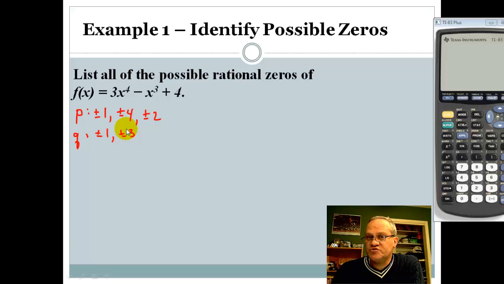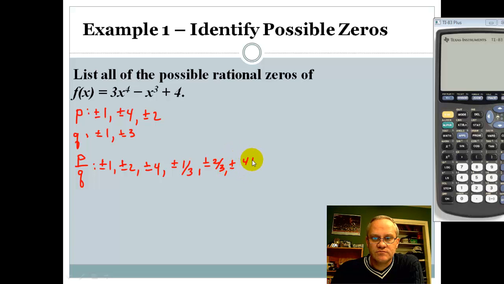So we can see our P's and our Q's. And then to actually find the possible rational zeros, it's going to be P divided by Q. So we're going to take each one of these divided by 1 first of all. I always start with that because that's the easiest. So you're always going to have plus or minus 1, plus or minus 2, plus or minus 4. So 1 over 1, 2 over 1, 4 over 1. But then you've also got the dividing by 3 here, so you also have a possibility of plus or minus 1/3, plus or minus 2/3, and plus or minus 4/3.